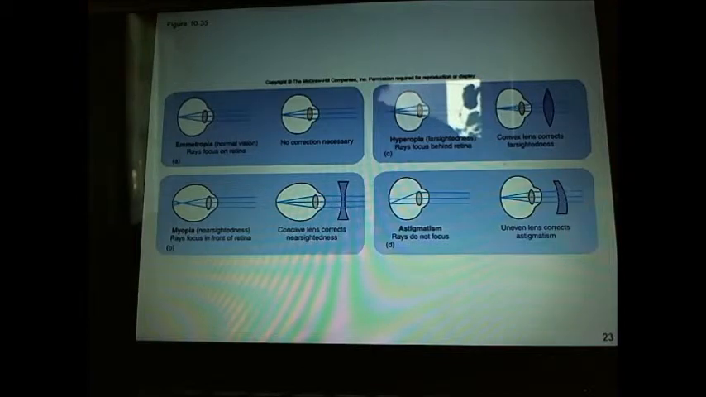Now for the astigmatism we use a different chart. It looks like a bicycle wheel with the spokes radiating out. When you look at that, you're going to look for spokes that are either not there, or blurred, or moving in another direction.